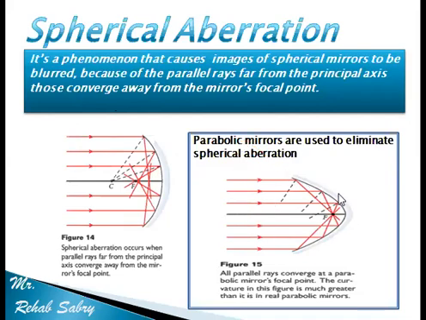Okay, this is what we did. This type of mirror is called a parabolic mirror. The parabolic mirrors are used to eliminate spherical aberration. Why? Because all parallel rays converge in parabolic mirrors at the focal point. So that eliminates what? That eliminates the aberration.